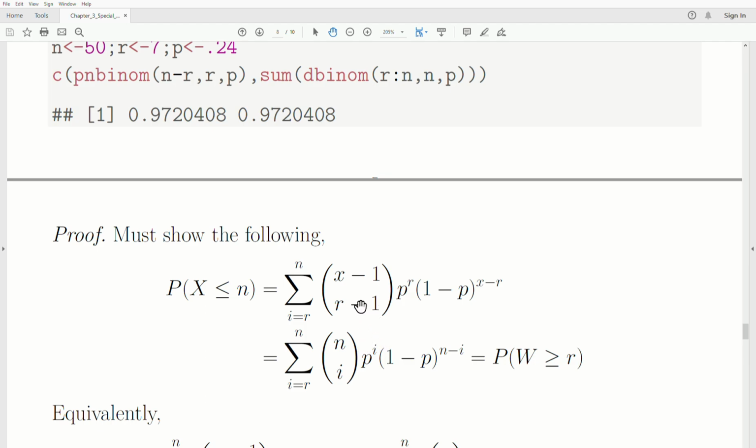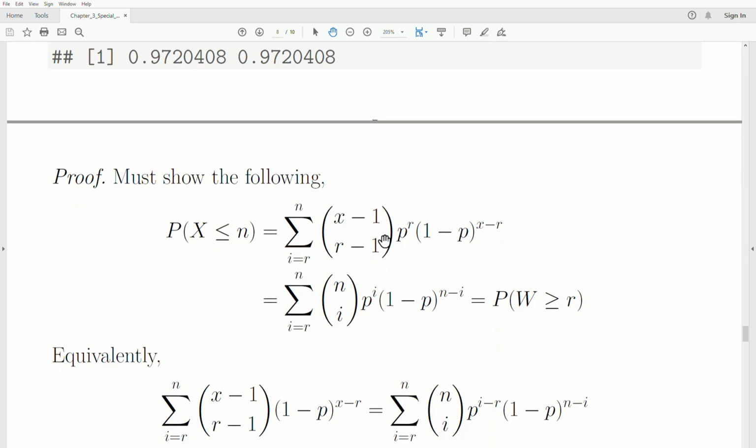Now, to show that these two summations are the same, I found it easier if we divide both sides by p to the r. So showing these two are equal is equivalent to showing this equal, dividing both sides by p to the r. And that's why this one goes away and this one is i minus r.